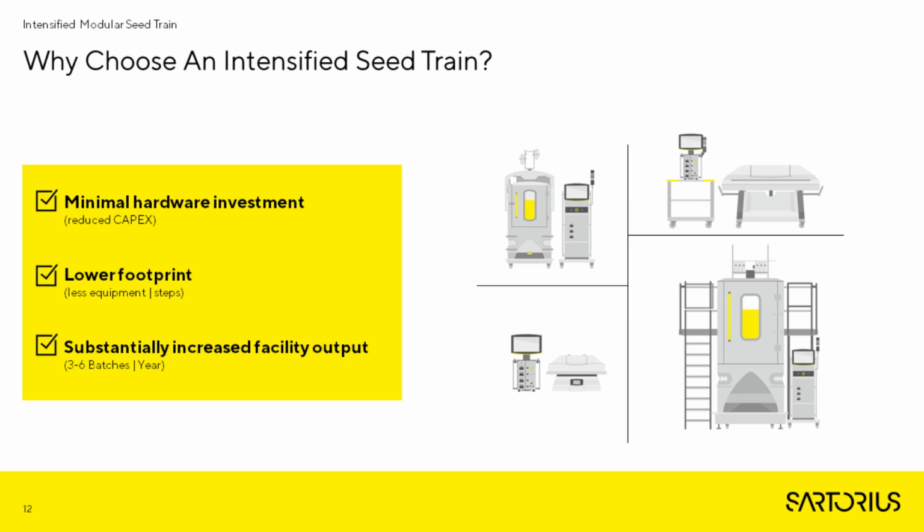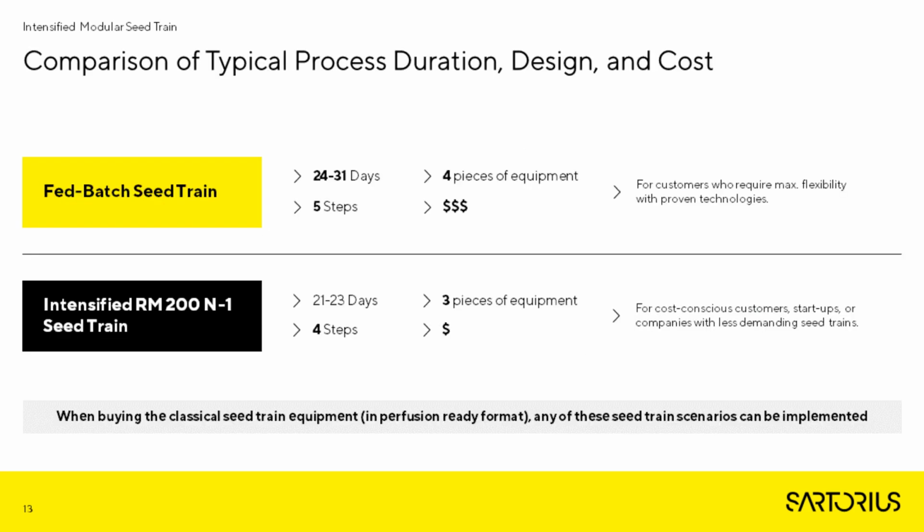So why choose an intensified C-Train? First of all, it's a minimal hardware investment that would eventually reduce the capex. The C-Train is then associated with a lower footprint, so less equipment, fewer steps, and has been known to have a substantially increased facility output. Some of our customers were reporting even up to an additional 6 batches per year.